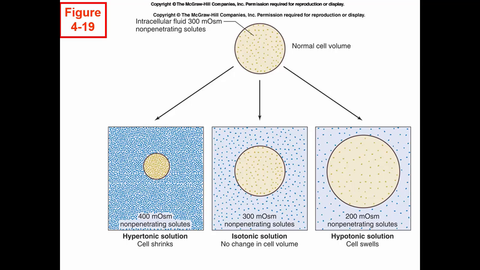Isoosmotic is the same. There are the same number of particles per square inch here as here, no change. This solution has fewer blue dots than yellow dots. This is all for non-penetrating substances. Now I'm going to introduce you to three other terms that are very similar.